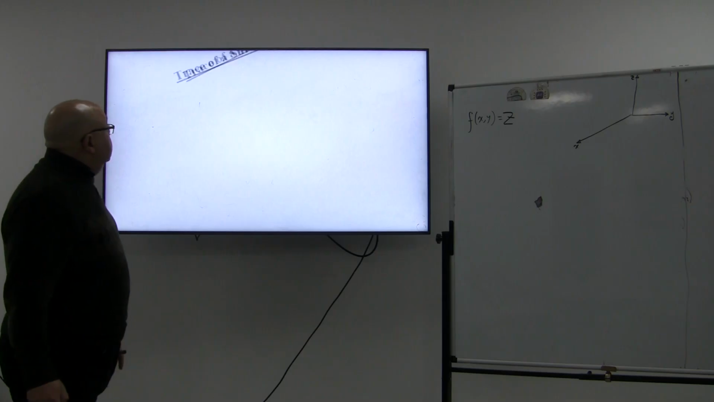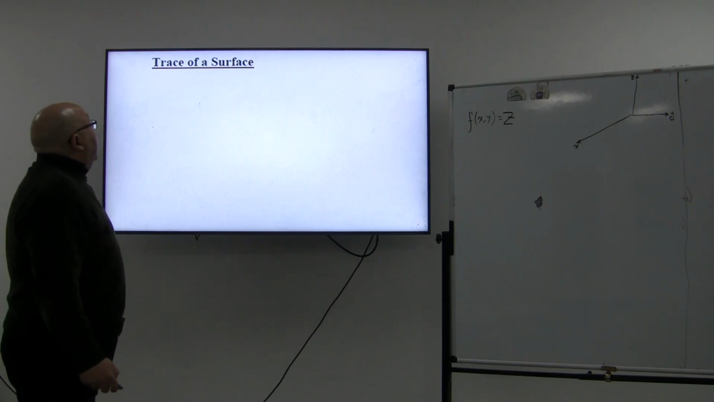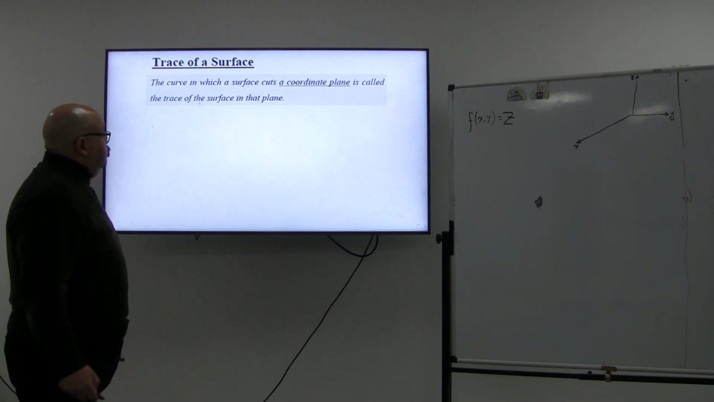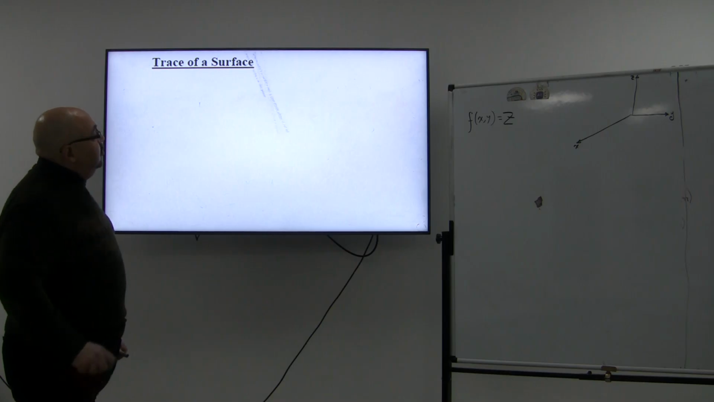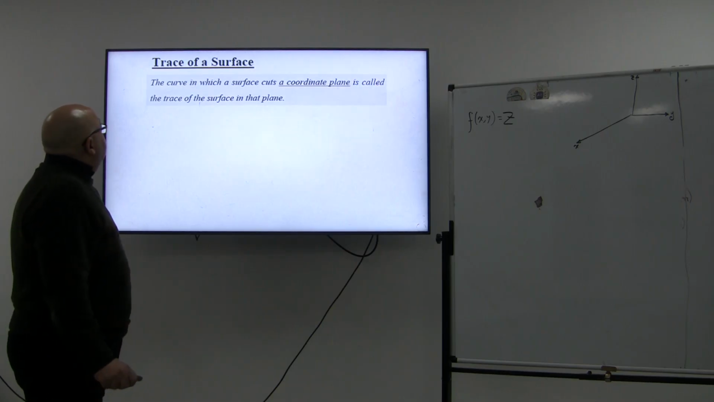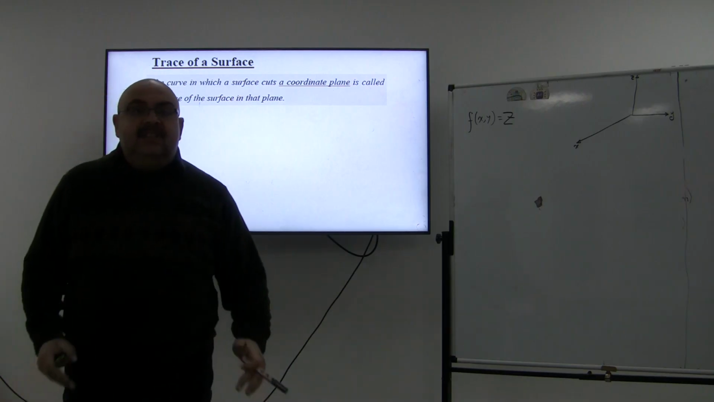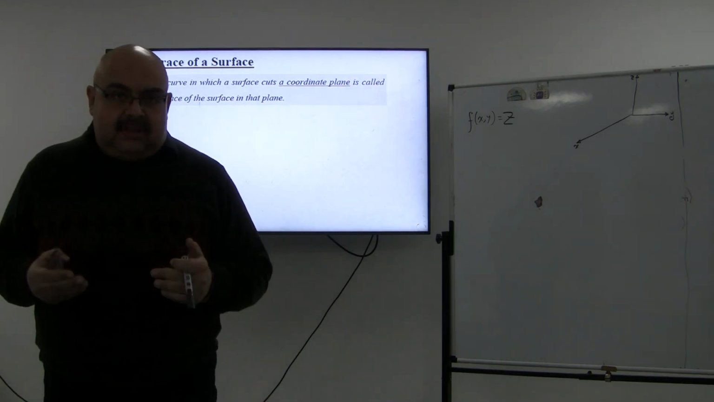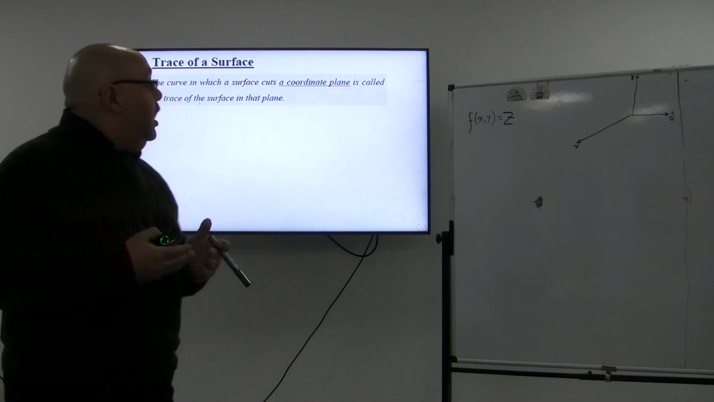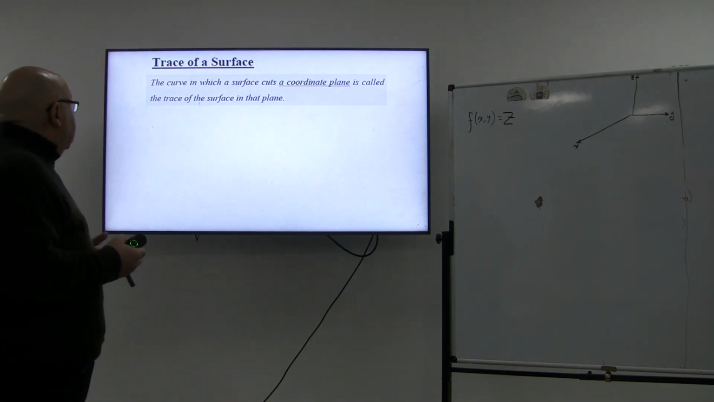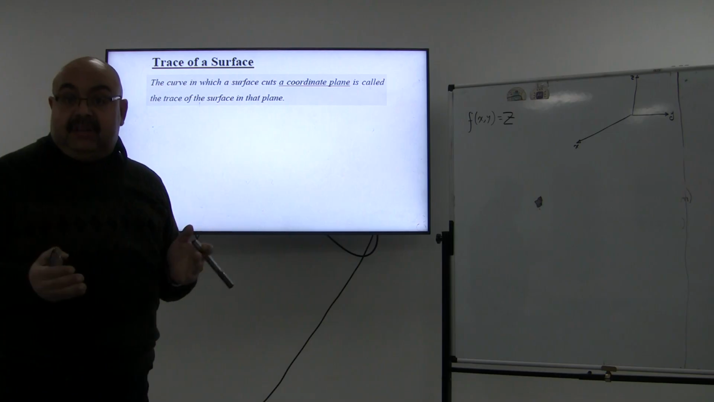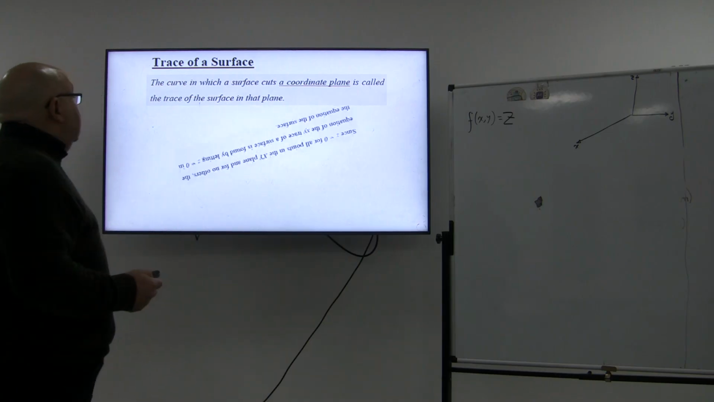Very, very good. Now, what is called a trace of a surface? It is the curve in which a surface cuts a coordinate plane. It is the shape that you will see when one of the coordinate planes cuts the quadric that we are talking about. That's the trace.